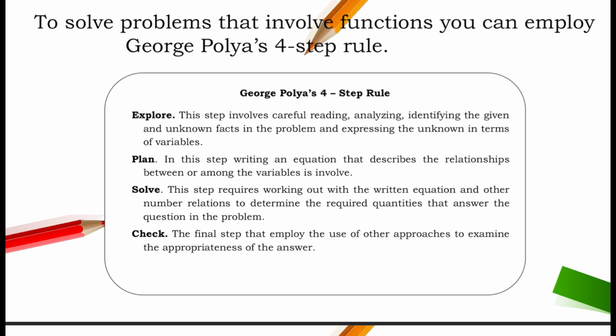Next is plan. In this step, writing an equation that describes the relationships between or among the variables is involved. Next is solve. This step requires working out with the written equation and other number relations to determine the required quantities that answer the questions in the problem. And last, check. The final step that employs the use of other approaches to examine the appropriateness of the answer.